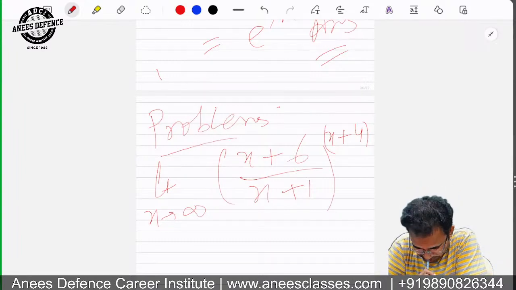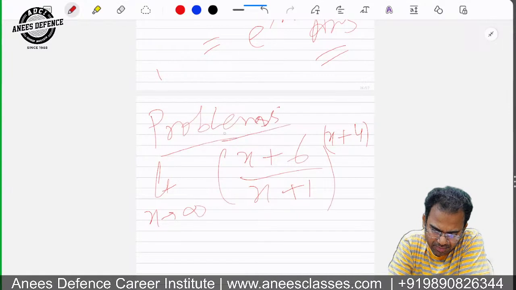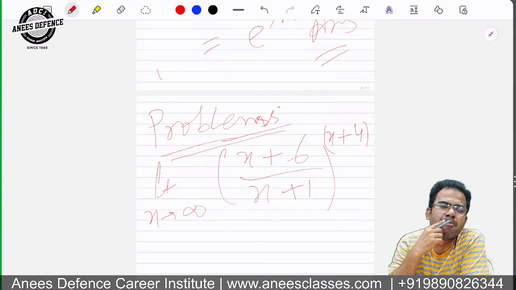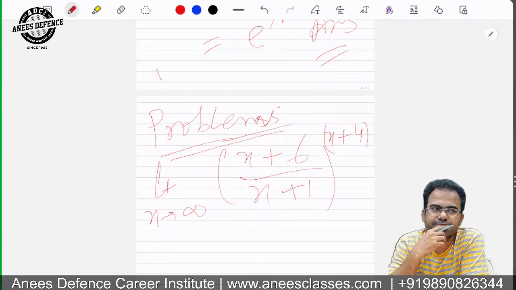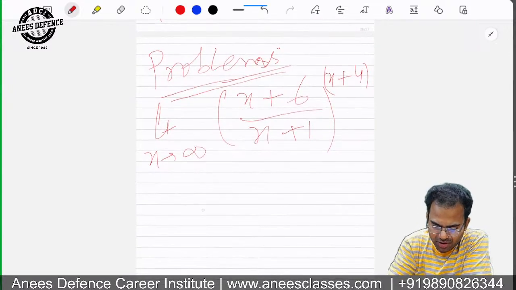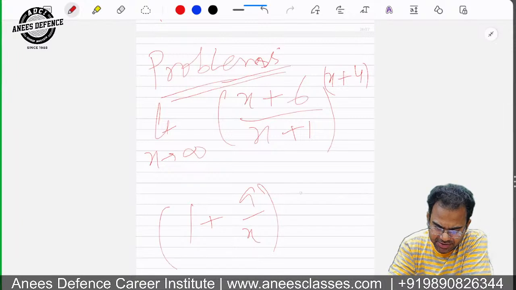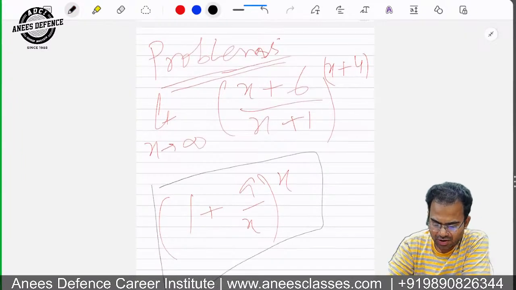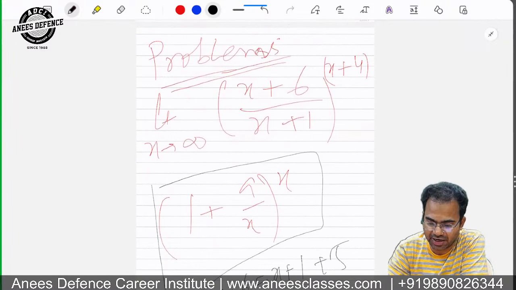Students, are you trying? Hence, you should write this in the format of (1 plus a upon x) whole to the power x. Write this in this format. You can write x plus 6 as x plus 1 plus 5. Then divide this by x plus 1. Okay?